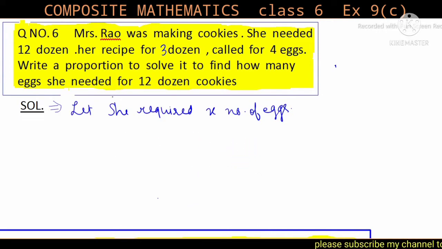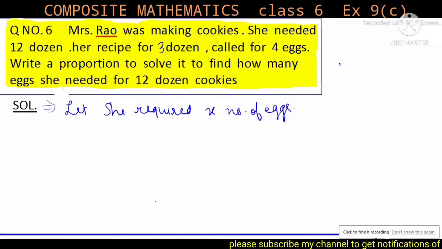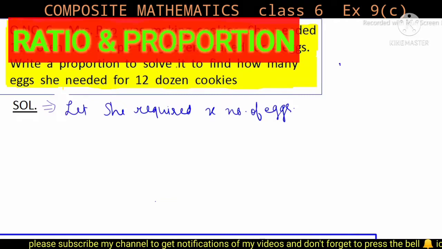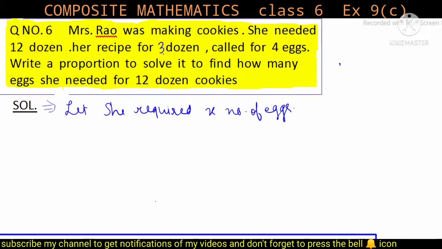So, we are going to do question number 6. Students, question number 6 is given that Mrs. Rao was making cookies and she needed 12 dozen. Her recipe for 3 dozen called for 4 eggs, means for 3 dozen she needs 4 eggs. So, write a proportion to find how many eggs she needed for 12 dozen. If 3 dozen requires 4 eggs, then 12 dozen requires how many eggs? That one you have to find out.